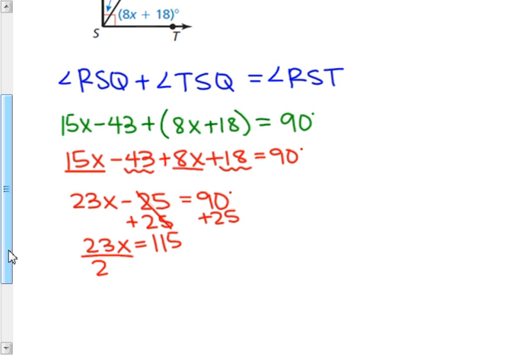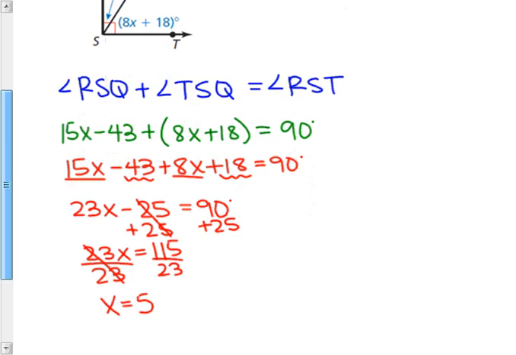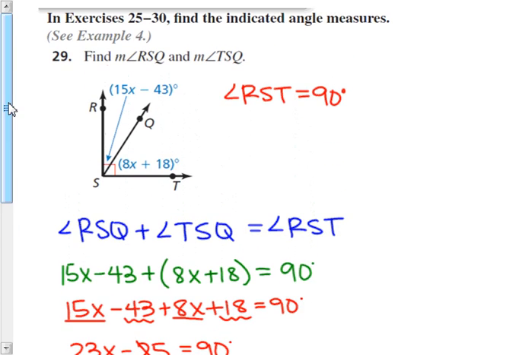Then dividing by 23. 23 actually goes into 115 evenly. I get x equals 5 as my answer. I used my calculator for that one. Okay, so then plugging my x equals 5 back into my expressions for angle RSQ and angle TSQ, I can actually get the measures of those angles that I need.